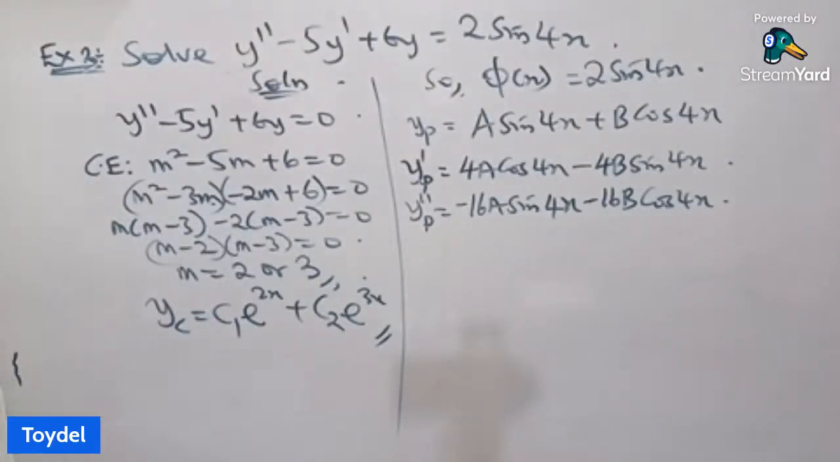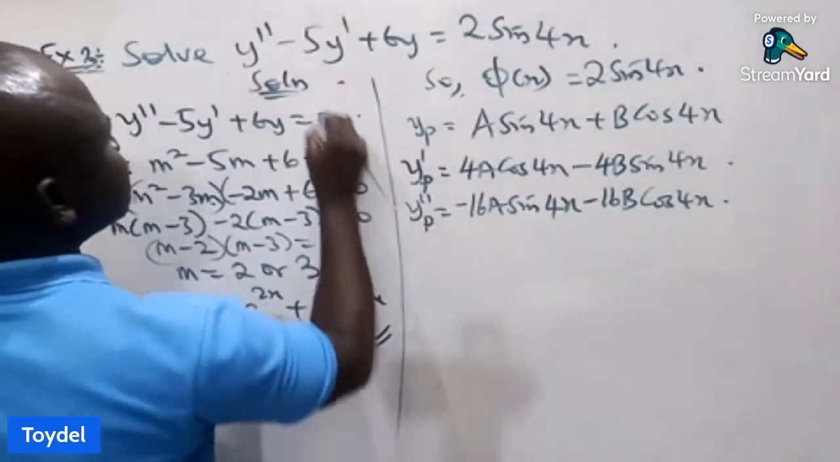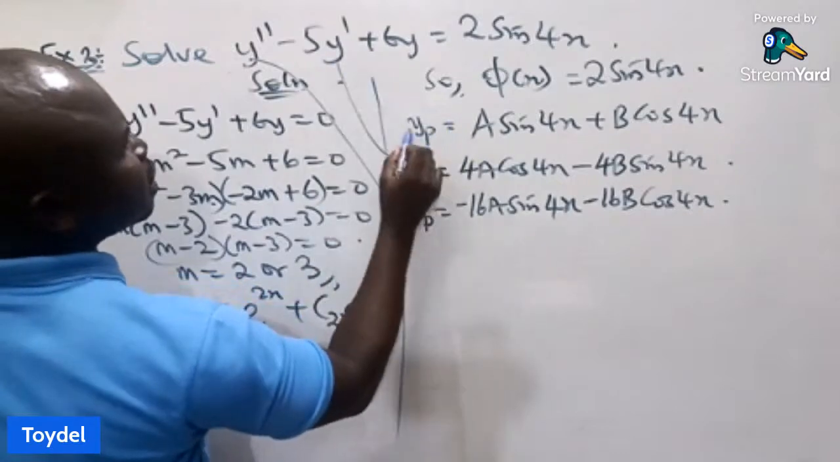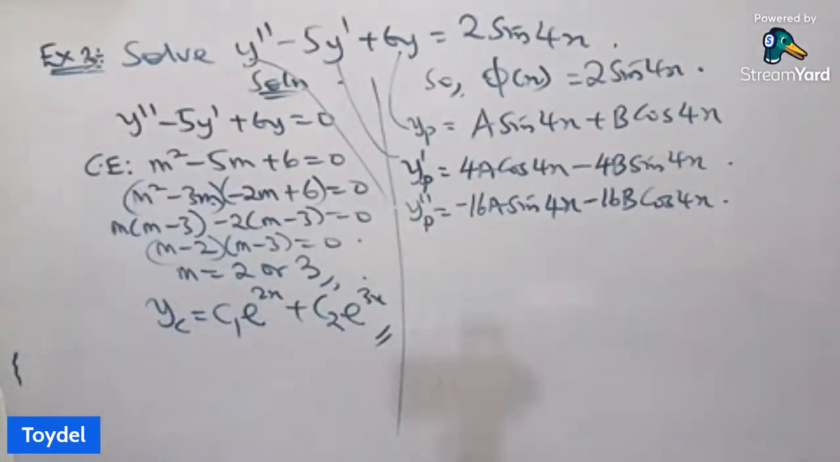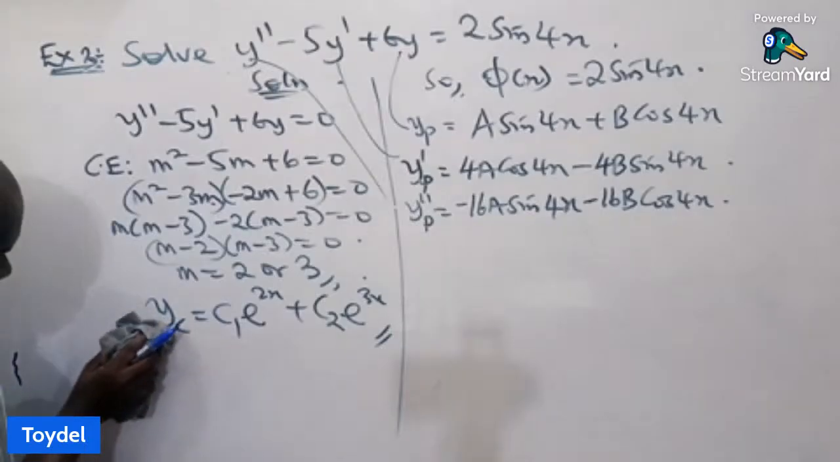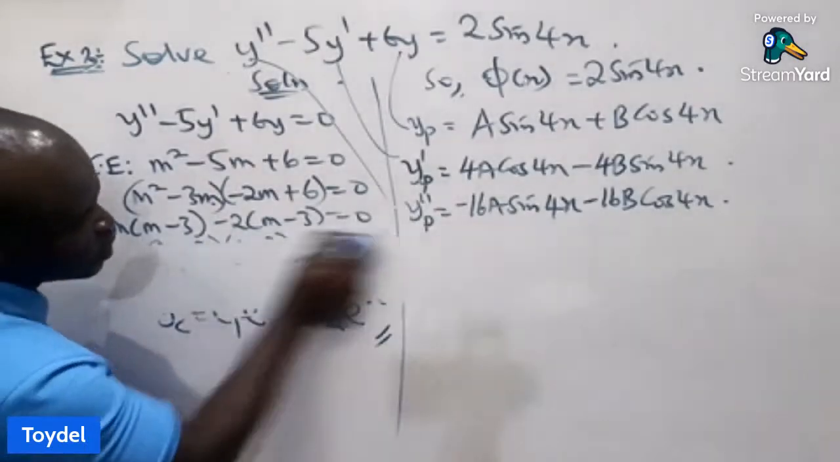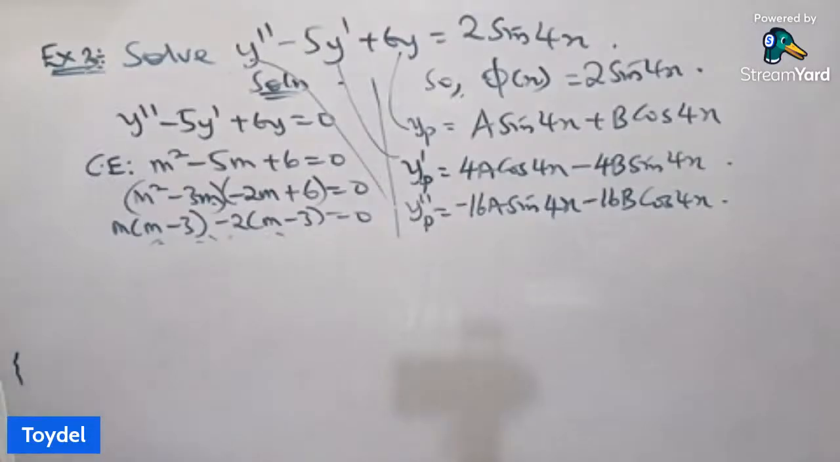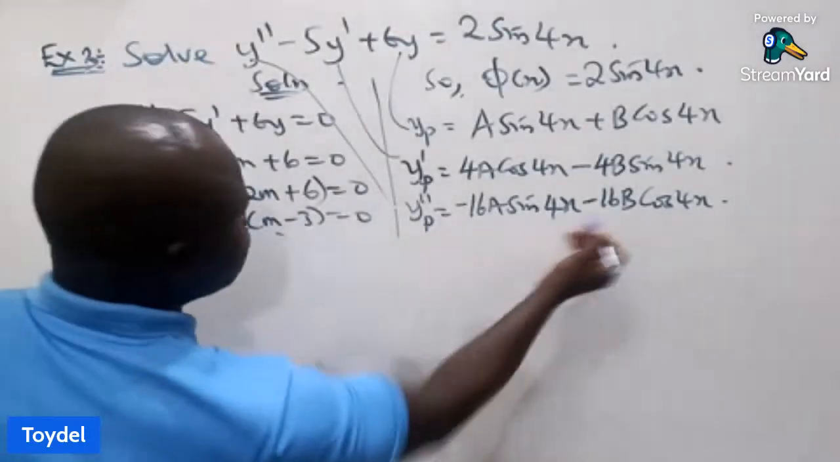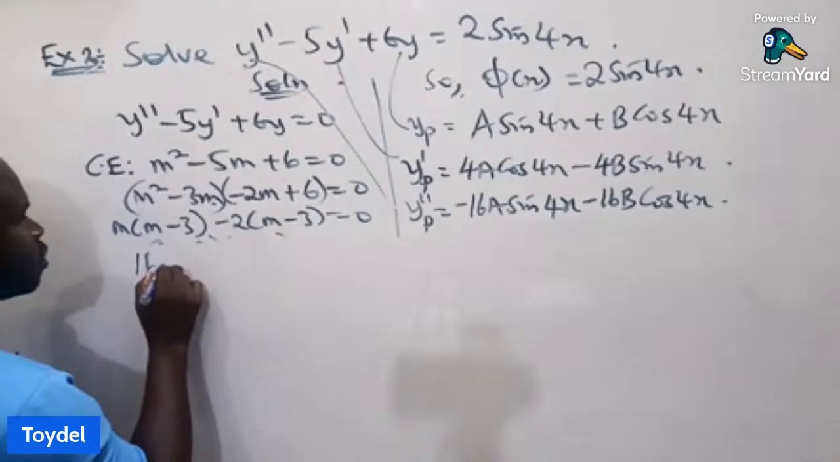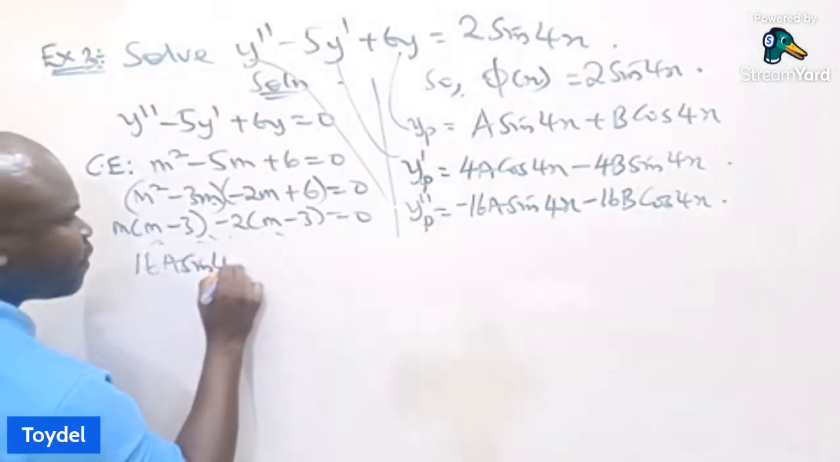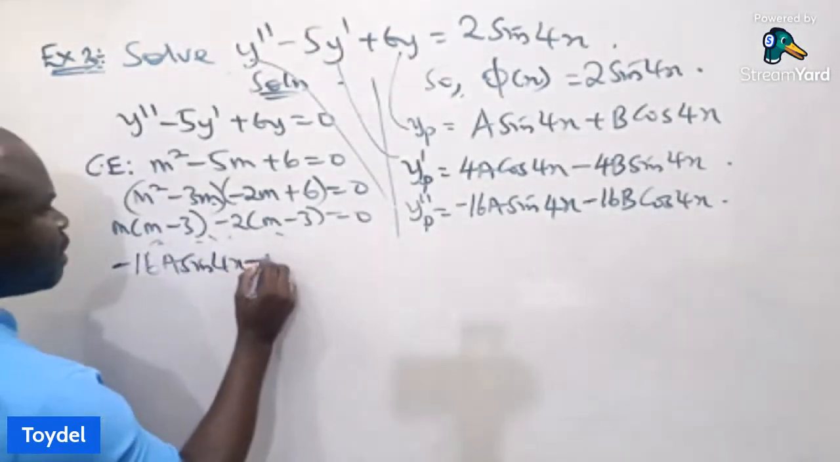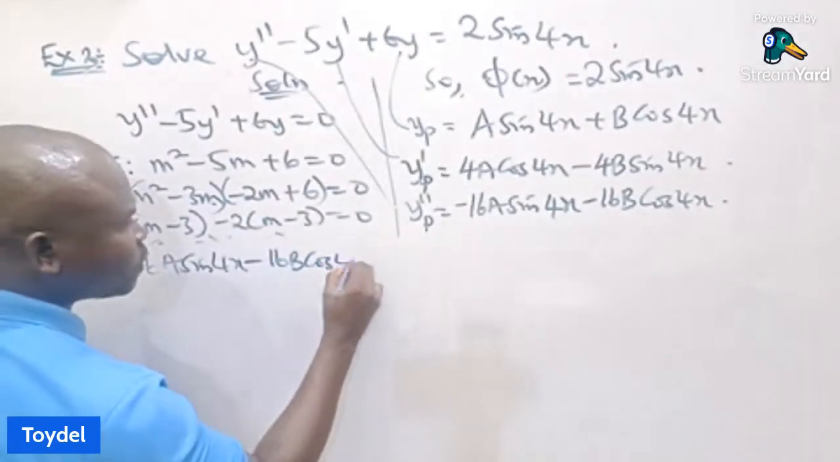So if we do that, what are we going to get? We substitute this into this one, then this into this. Let me clean this space so that we have enough space. Please let's note the value of our complementary solution so that we have enough space. So y double prime will now be minus 16a sine 4x minus 16b cos 4x.